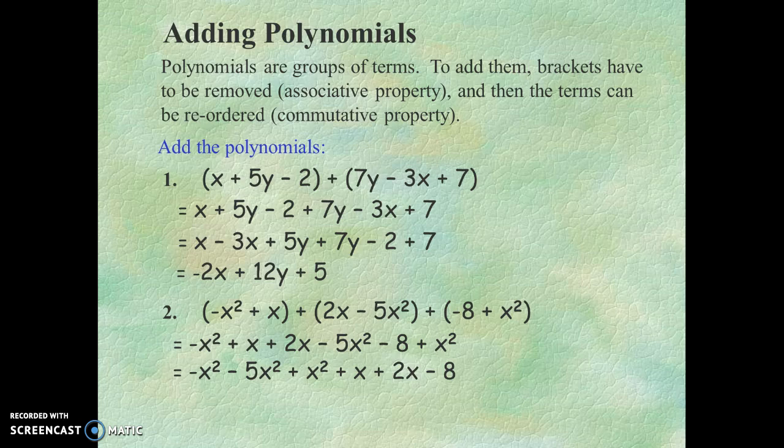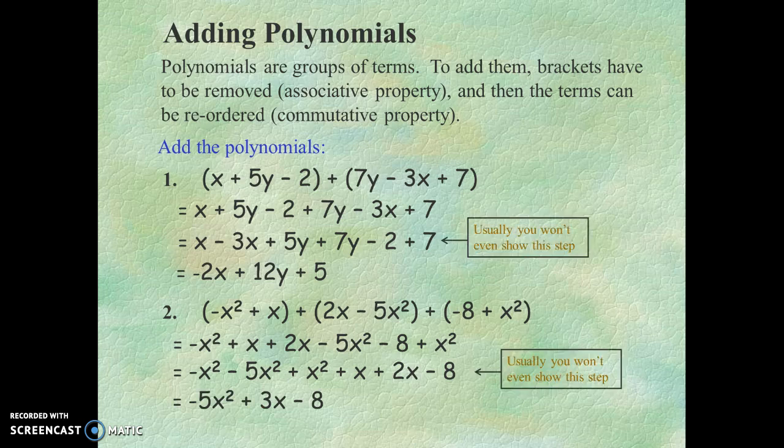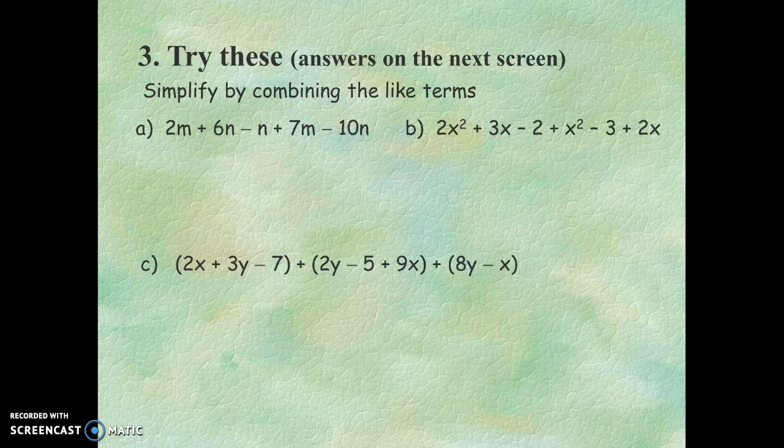And then we can put the like terms together, making sure to keep the sign that's on the left of each term. Negative x squared, negative 5x squared, and positive x squared are like terms. x and 2x are like terms, and the negative 8 does not have a like term. As I said before, that step will probably not be shown. You'll just do underlining or circling of the terms. So here's a couple. You can pause, and you can try these 3 examples. You can check your answers on the next screen.